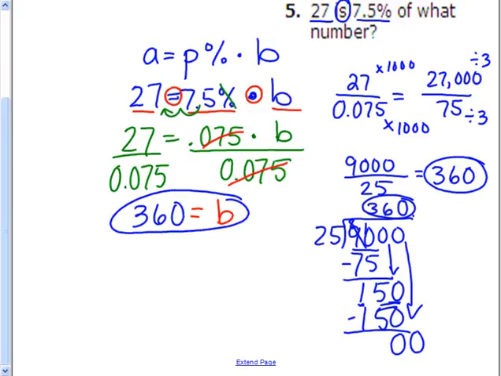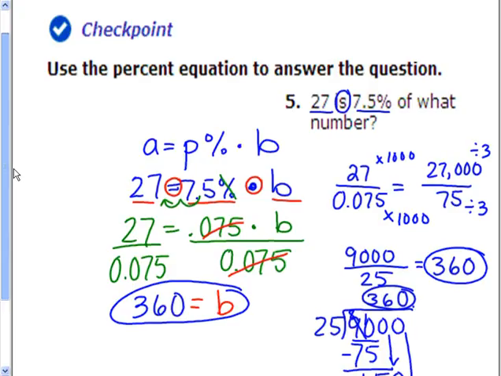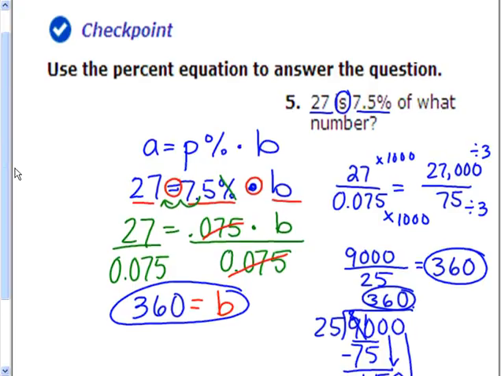What does that mean? I better go back to the original question. 27 is 7.5% of 360. That's what that means. All right, you should be ready to at least try those last 2 checkpoints on your note-taking guide, numbers 6 and 7. Good luck.